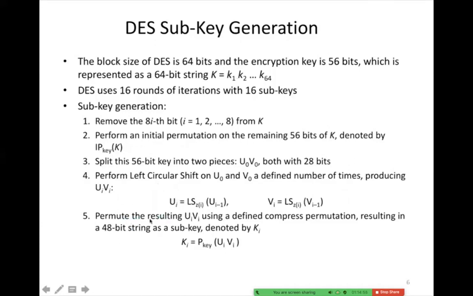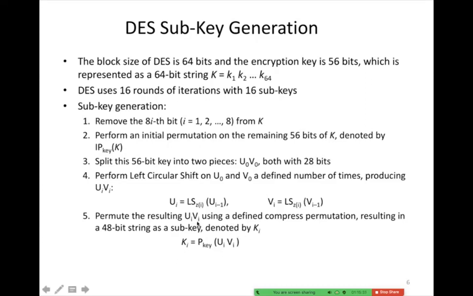All right, and then after that, at the end, you get U sub 16 and V sub 16. So for each I here, you permute the resulting U_i followed by V_i using a defined complex permutation.